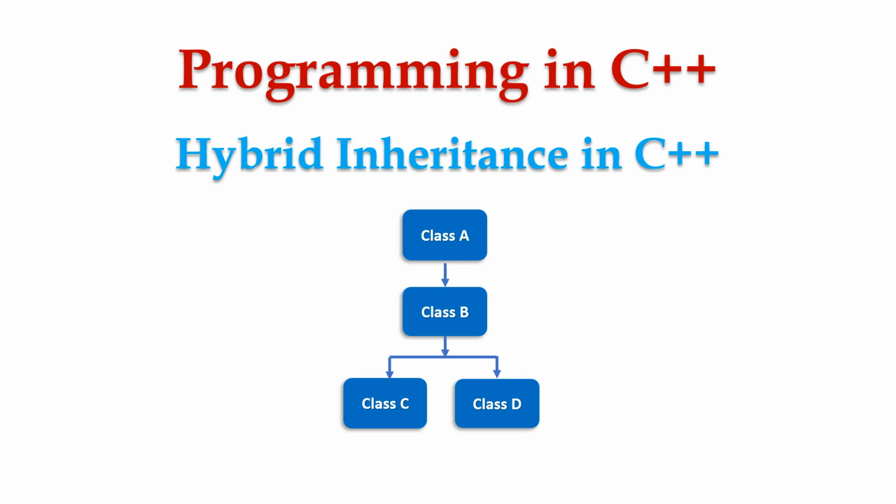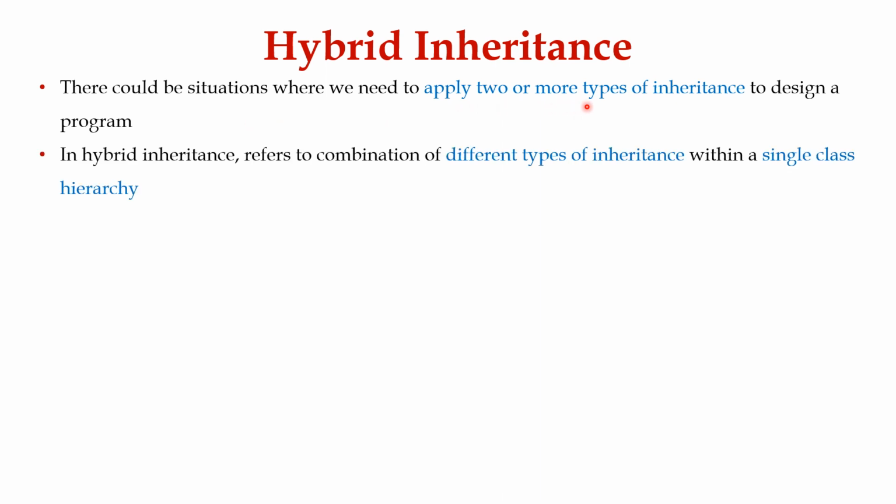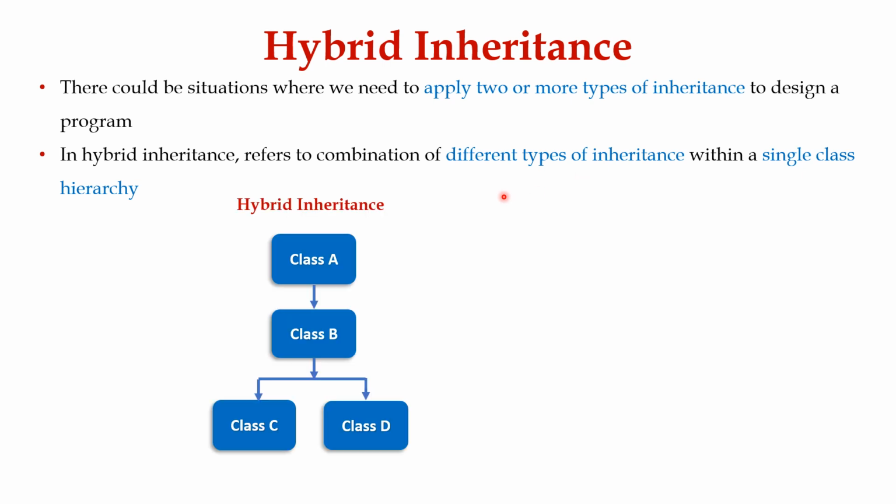In this session, let's learn about hybrid inheritance. Sometimes we may face a situation where we need to apply two or more types of inheritance to design a program. In a hybrid inheritance, different types of inheritance are being utilized in a single class hierarchy. Let's have an example here where we have applied three types of inheritance.